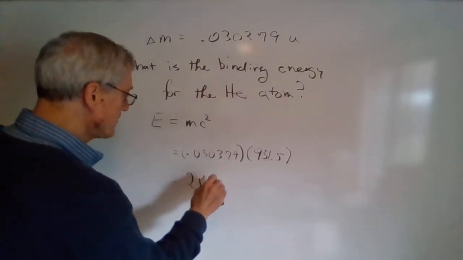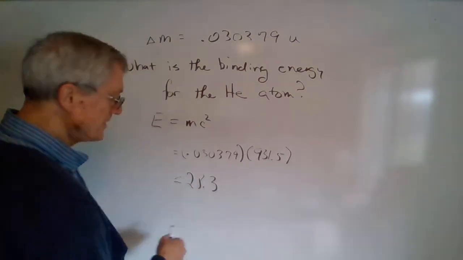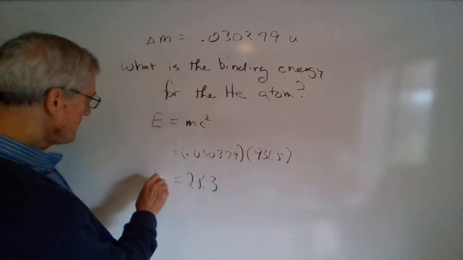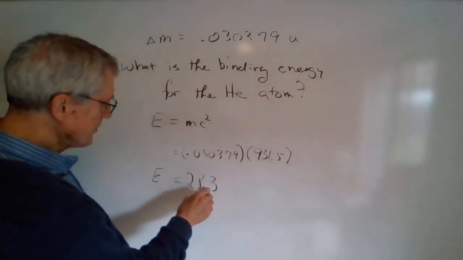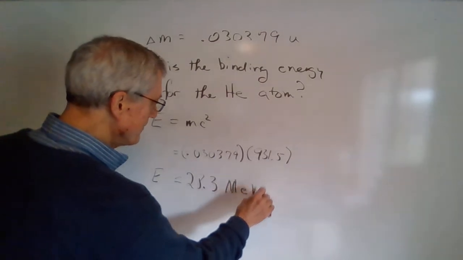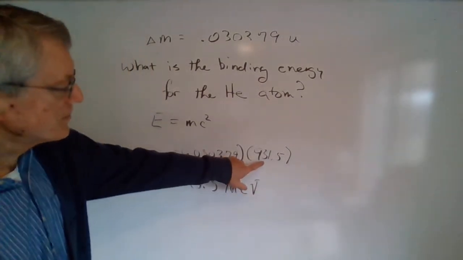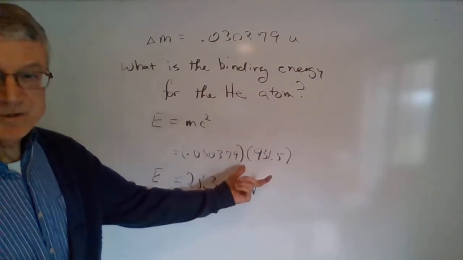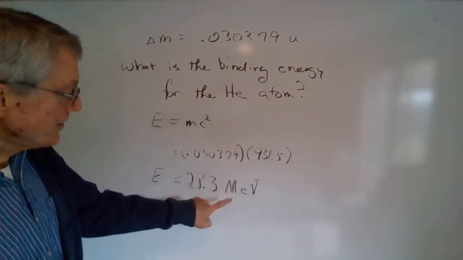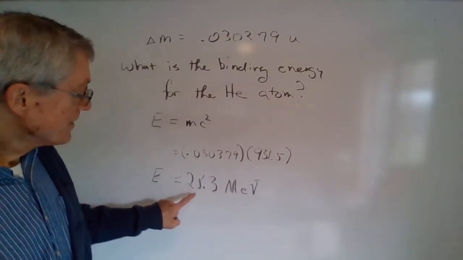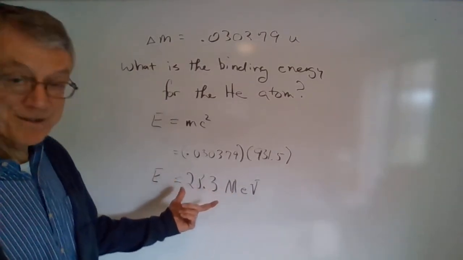Now notice my final answer, I rounded to 3 significant digits. You don't need more than that at this point. But the energy comes out to be 28.3, but it is mega electron volts. When you see this number 931 on your equation sheet, you'll notice mega electron volts is in the unit. And mega means 10 to the 6th. Hopefully you remember that. So that's the amount of energy for the entire atom.